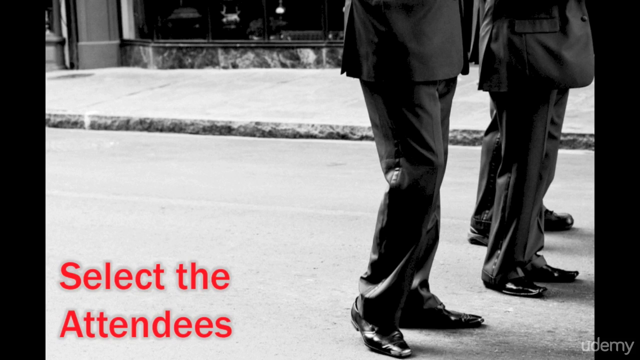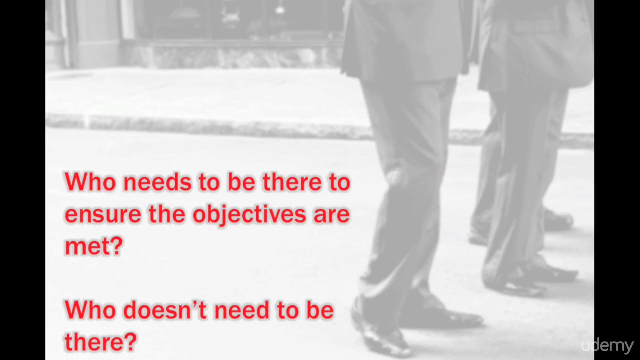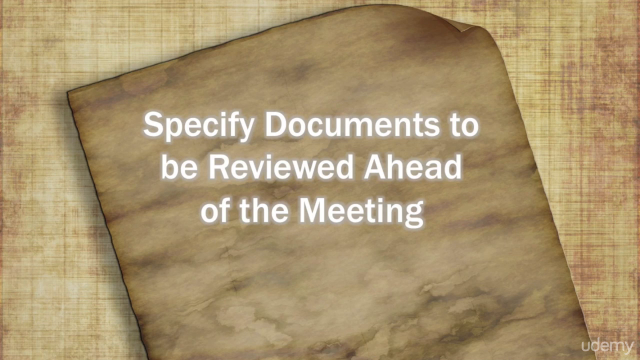Once we have our agenda in place, we should select the attendees required to fulfill that agenda. So ask yourselves, who needs to be there to ensure the objectives are met? And who does not need to be there? Sometimes the most important part of a meeting is deciding who should not be invited. Then specify the documents to be reviewed ahead of the meeting. These could be KPI reports, an action tracker, minutes of meeting, but make sure that it's clearly specified to the attendees so they know how they're supposed to prepare before attending this meeting.